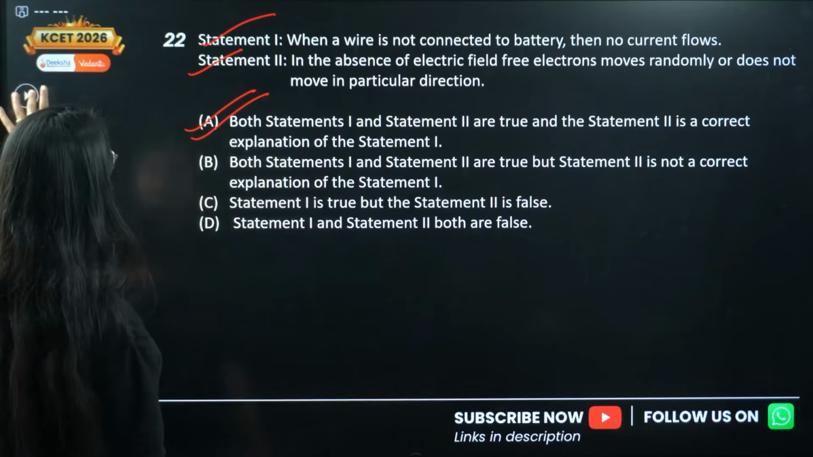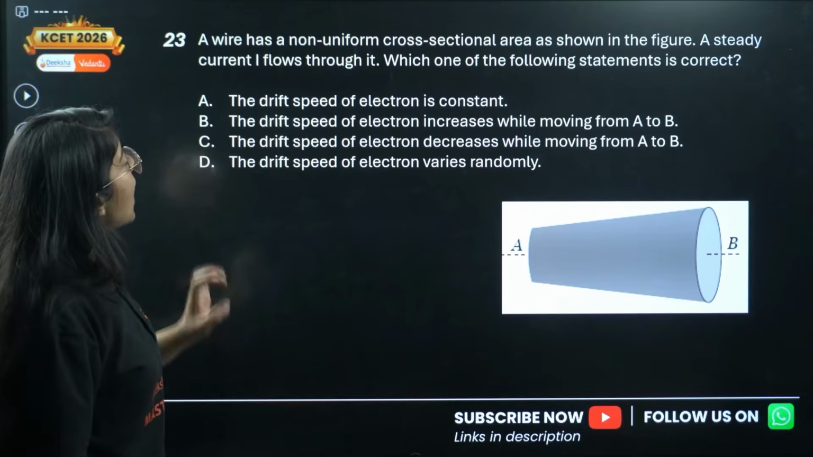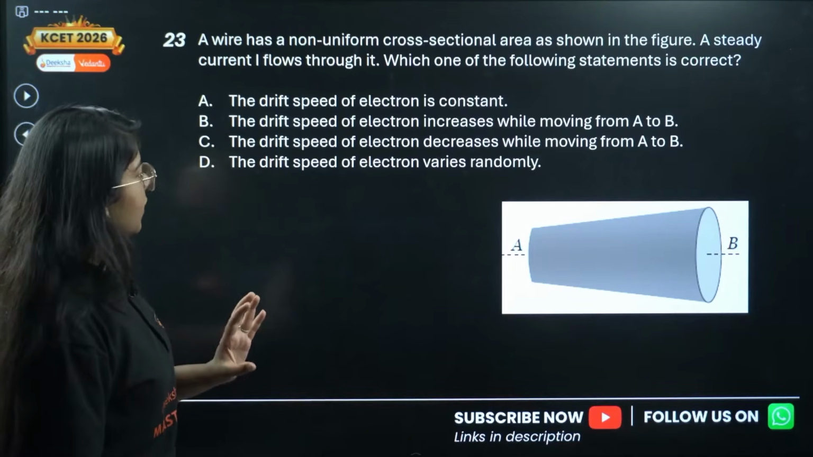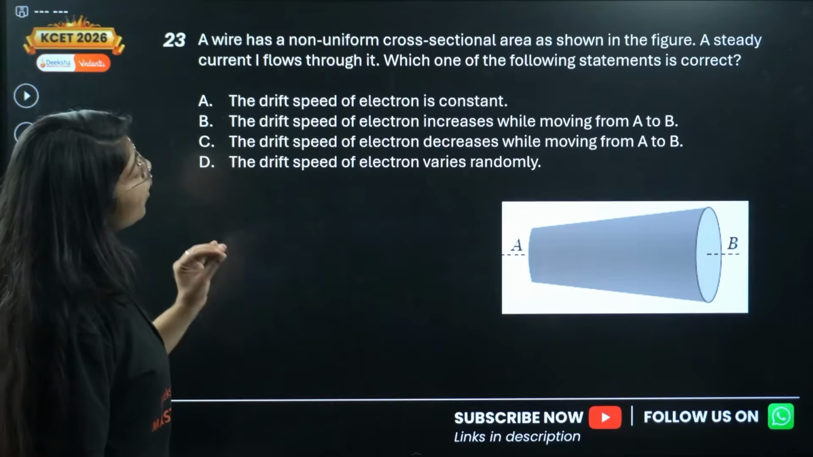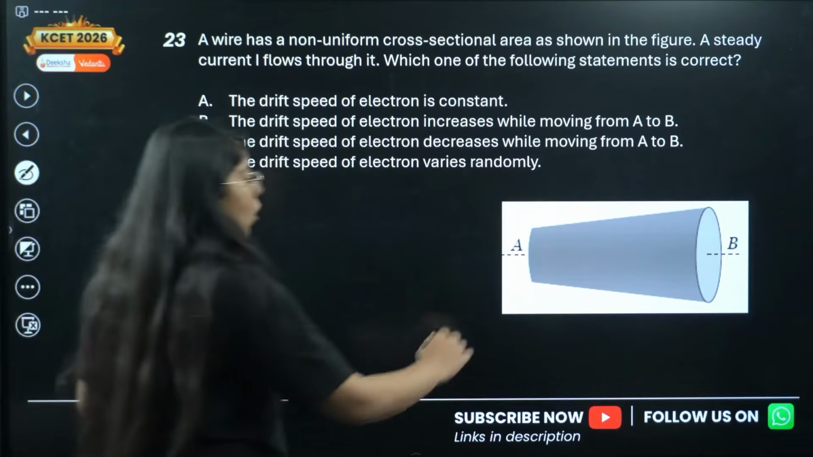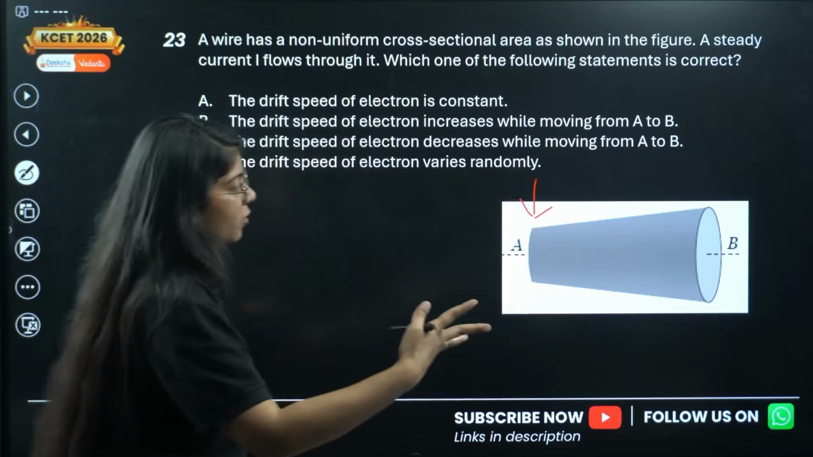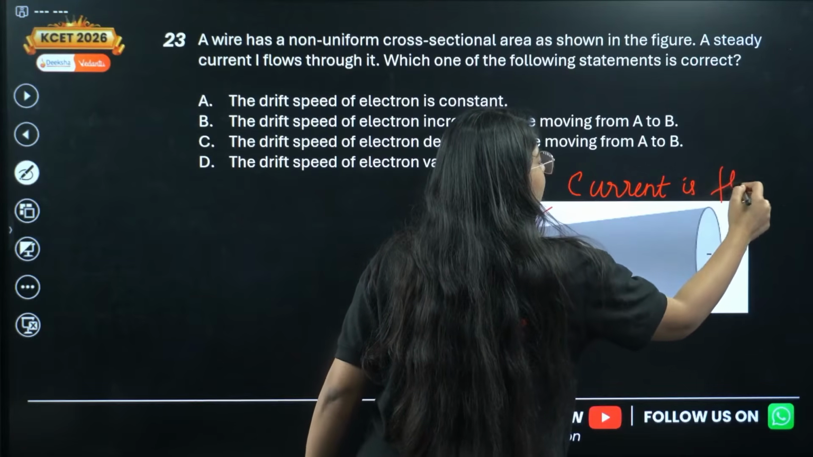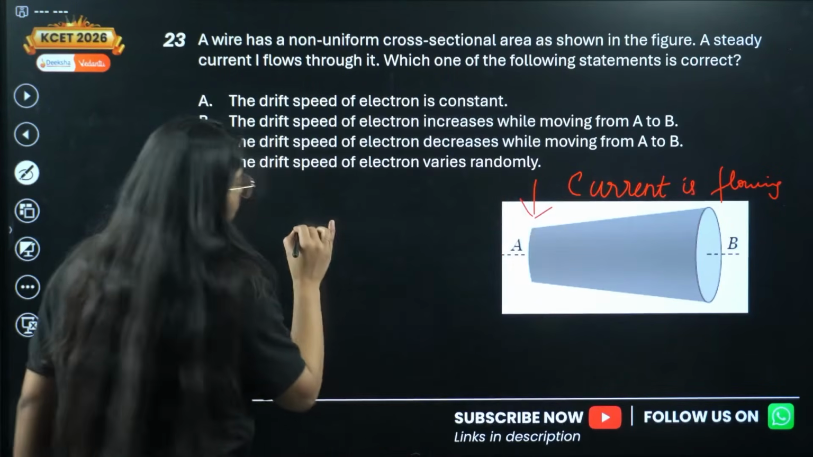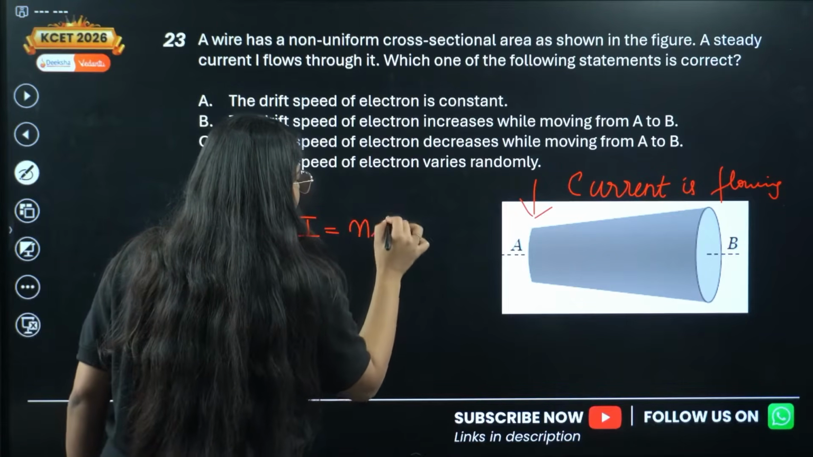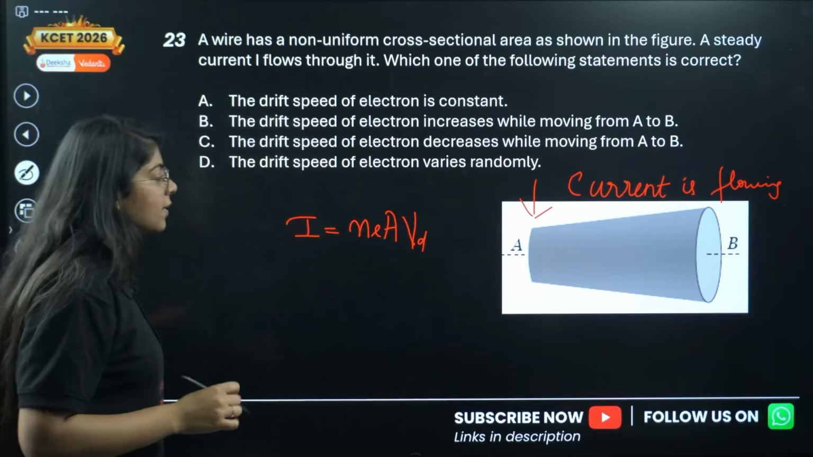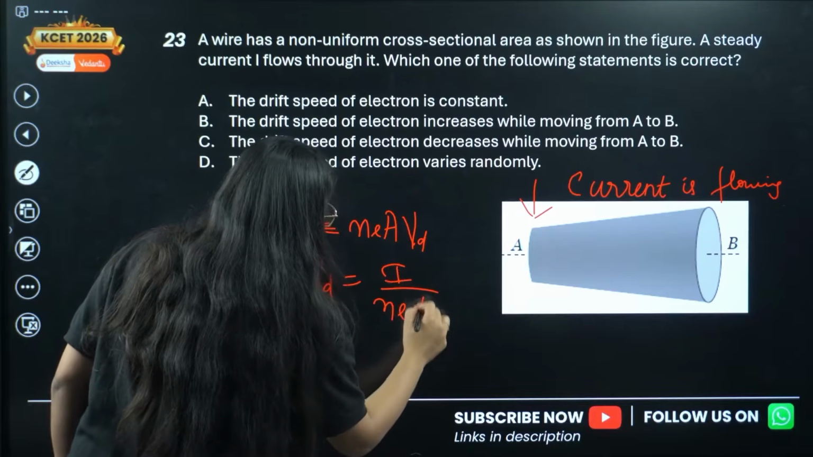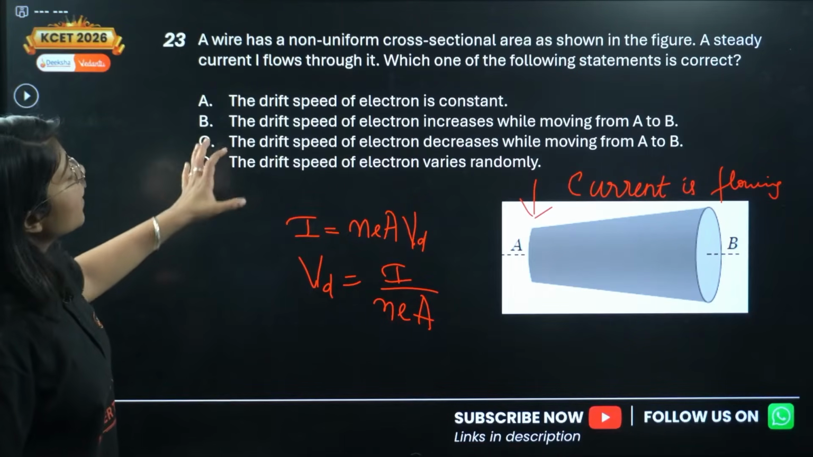Okay. 23rd question says, a wire has a non-uniform cross-sectional area as shown in the figure. A steady current flows through it. Which one of the following statements is correct? Now, how do you approach this question? They are saying that current is flowing. For flow of current, I know that I equals nEA VD, where VD is drift velocity, so VD is I by nEA. Now, what are they asking? Which of the following statements is correct?